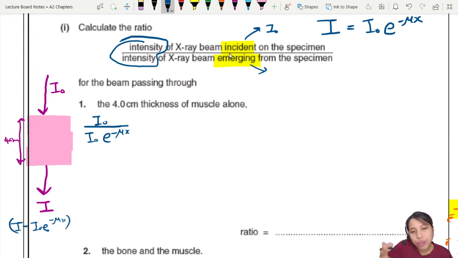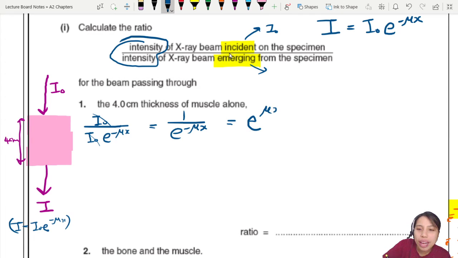Here you can do a bit of adjusting. You look carefully, I0 and I0, those two can cancel out. So you're left with 1 over e to the negative mu x. And if you don't like negative, you can simplify this a little bit more. The negative sign just means you can rewrite this whole thing as e to the mu x. Looks pretty nice.